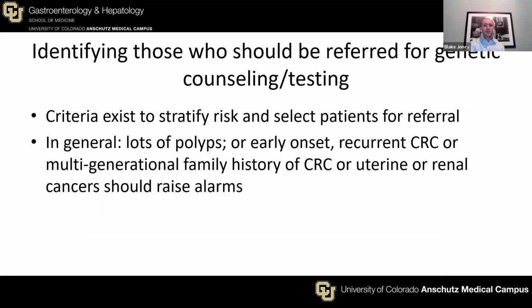All right, so how would you identify patients in your clinic who should be considered for referral for genetic testing or counseling? In general, there's very specific criteria, which is mostly used by insurance to get approval for germline testing. But in general, think about any patient with lots of polyps or early onset cancer or recurrent cancer or multi-generational family history of colorectal cancer or other Lynch-associated cancers like uterine or renal pelvis cancers. That should raise alarms in your head.